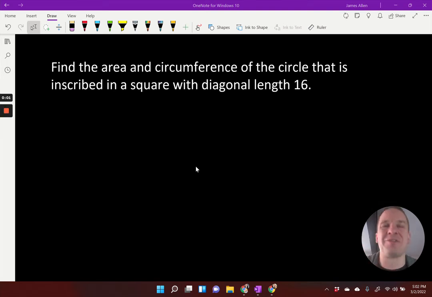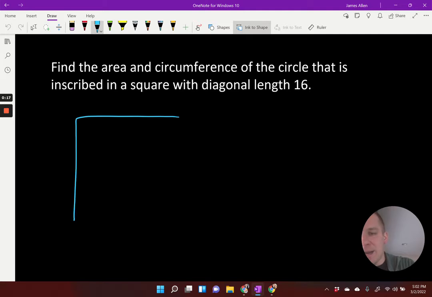Another awesome area and circumference problem coming your way here. All right, we've got to find the area and circumference. Woo! The twofer of the circle that is inscribed in a square with diagonal length 16. You may know what inscribed means. You might not know that term yet, but I'm going to draw it up for you, okay?